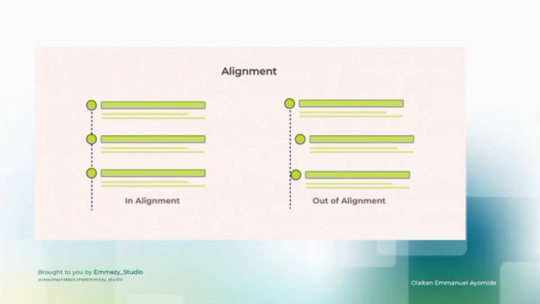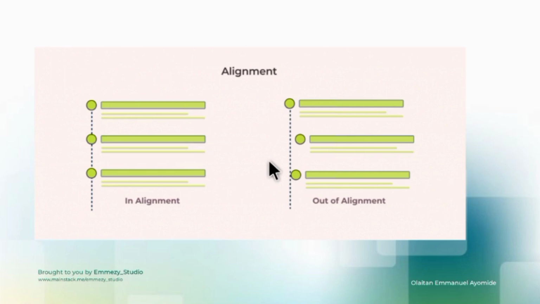So let's take a look at this in a graphical form. If you have an alignment of this sort, then you have a good alignment. If you have an example of this, then you are out of alignment. So you must be careful of this in your design. Ensure you make use of proper and well ordered arrangement.